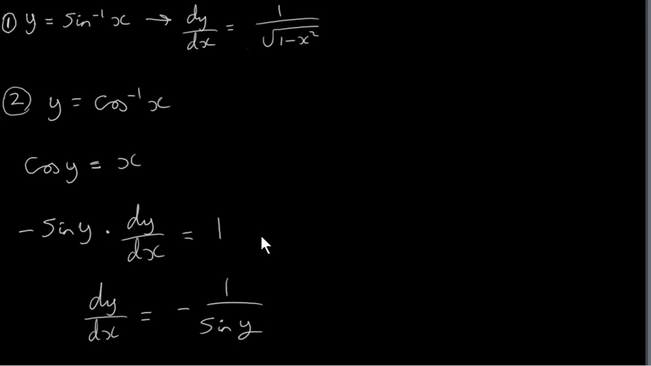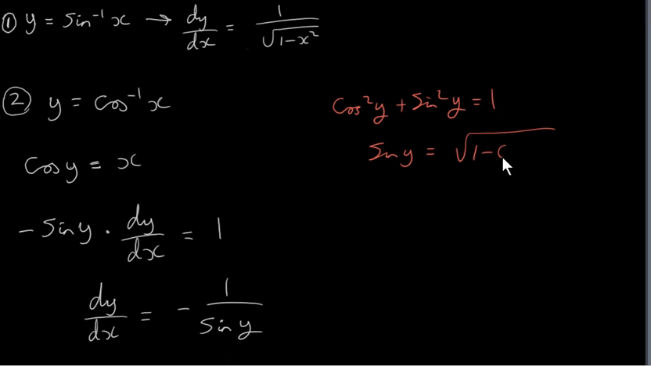Now, we want dy/dx in terms of x. We see that cos y is equal to x. So, how can we get sin y? Well, just like before, we use the identity cos squared y plus sin squared y equals 1. We rearrange this to get sin y. Sin squared y is 1 minus cos squared y. To go from sin squared y to sin y, we take the square root.